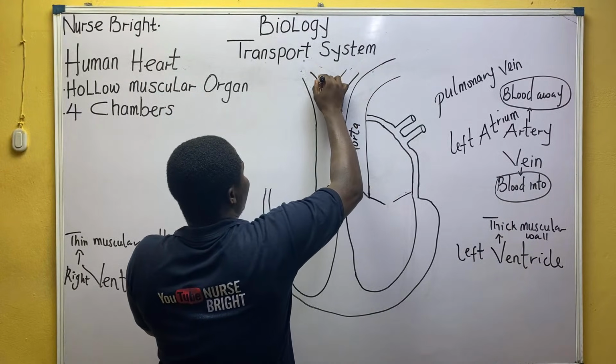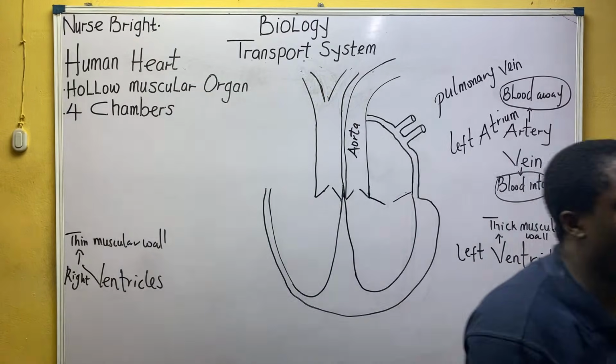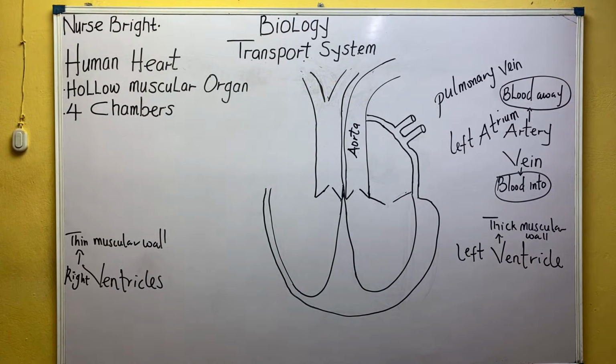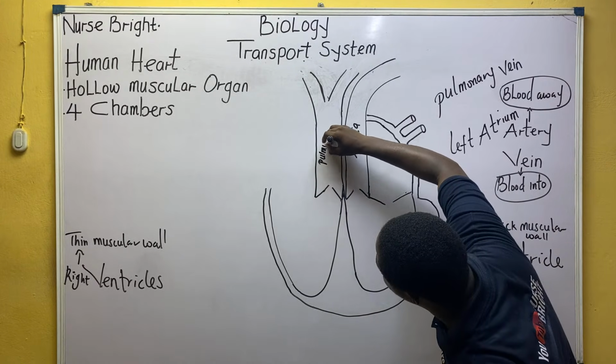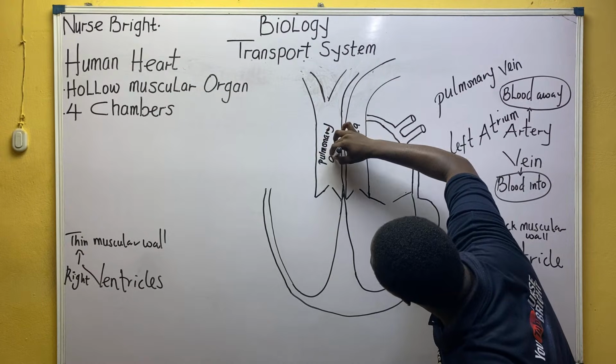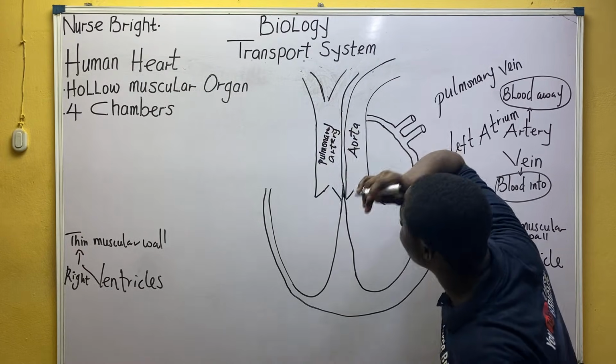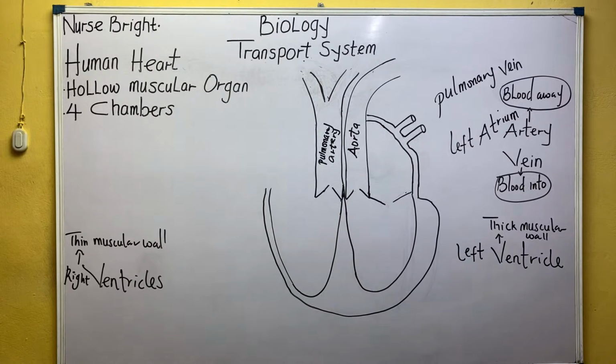Just learn it this way before I start labeling and telling you how blood flows in the heart. So just draw before we start labeling. Now this one that branches into two, they call it the pulmonary artery. Don't worry, we'll be able to understand all these terms very soon, but let's draw first. They call it pulmonary artery, while the other is called the aorta.